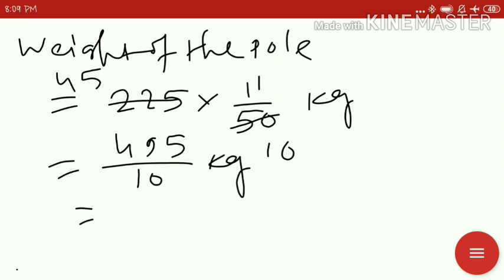which is equal to 49.5 kilogram. That's our answer. That 49.5 kilogram is the weight of the pole of the dimensions of radius 7 meter and diameter 20 centimeter. Its weight is 49.5 kilogram. That's the answer. I hope it matches your answer, and if not, then just learn from it.